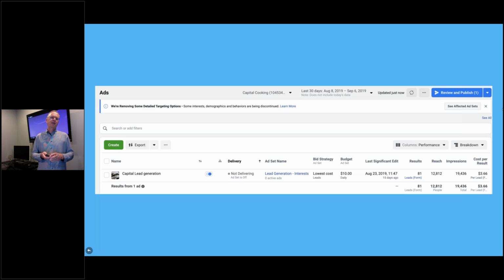This shows a campaign that we're running over a 30-day period. You can see the top middle there, last 30 days, and the amount of leads and the cost that was spent. So let's talk about the cost per result in the right side column, which was $3.66. The impressions were 19,436. We reached 12,812 people, and we had 81 results.